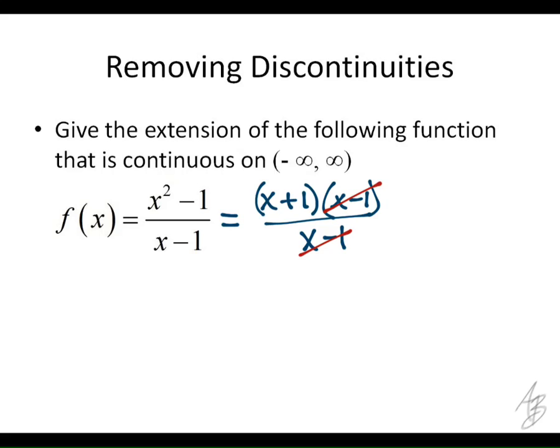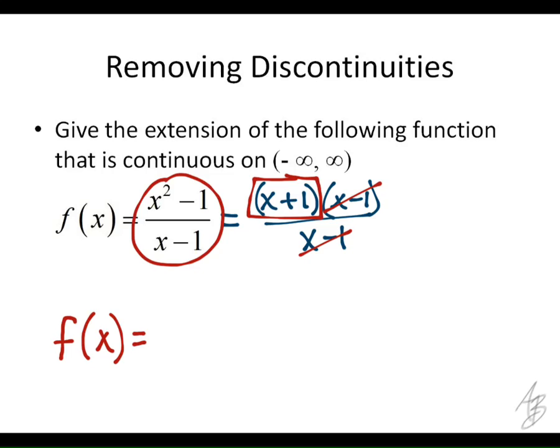And let me say this, we don't want to rewrite it as x plus 1. And the reason is we're not extending that function, we're just writing an equivalent function to its extension. So the extension is going to include this as part of the function. So how could I write a function that has this as part of it, but it's continuous? See where I'm going with this?